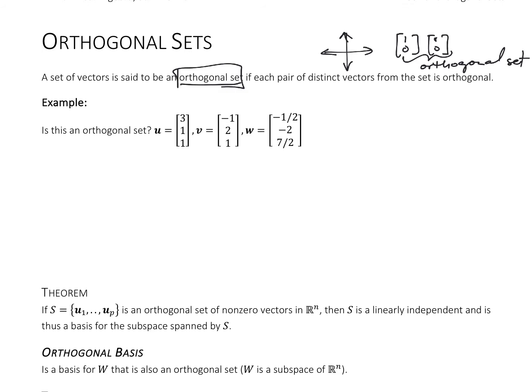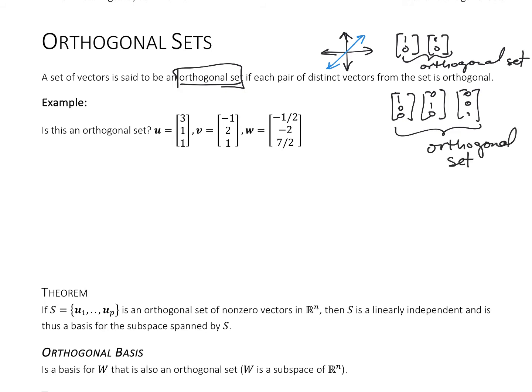Now, if we take that into a third dimension and we add in the z-axis, we end up with (1, 0, 0), (0, 1, 0), and (0, 0, 1). And again, if you think about it, these are also an orthogonal set, which is nice. Now what we want to talk about is, what if we're not on any of those axes? Can we still have an orthogonal set?